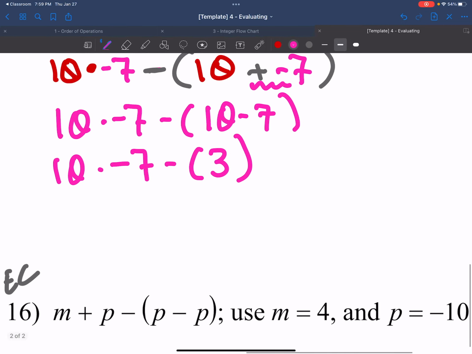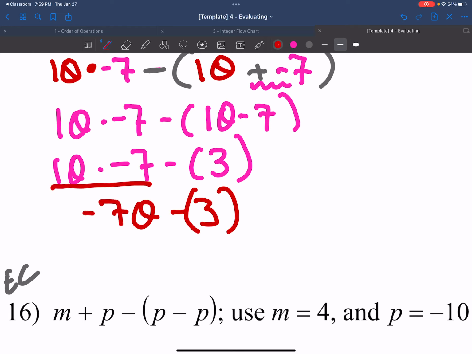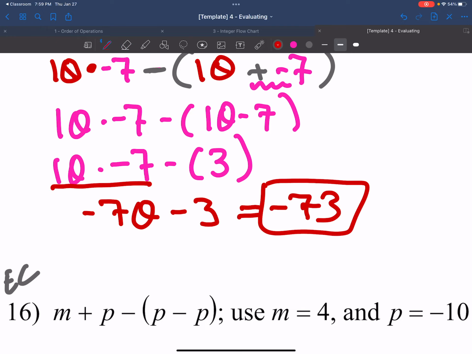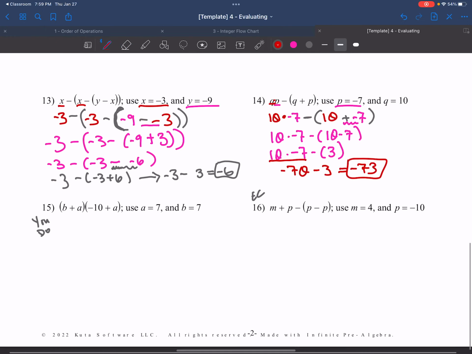Now we have to do our multiplication stuff. So we have to do this, which gives us a -70 minus parentheses 3. But again, see how we're minusing a parentheses 3? Because of that minus sign in front of the parentheses, that helps to tell us, hey, we don't have to multiply here. We are actually subtracting that 3 that's inside of the parentheses. And -70 minus 3 is a -73.